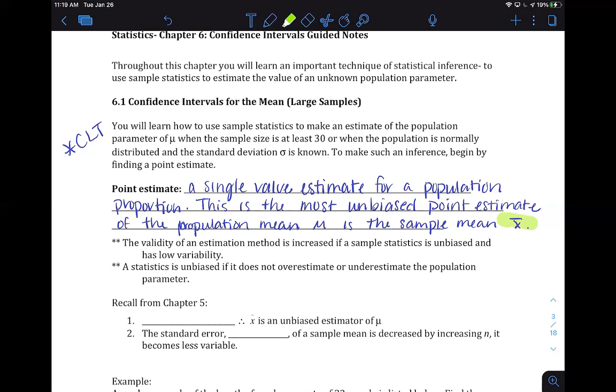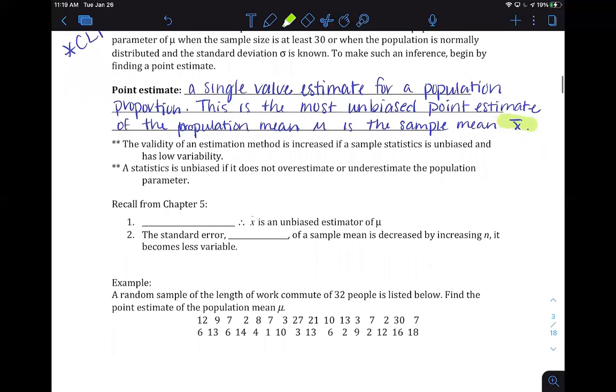So remember our mean of our sample means, mu of X bar, equals what? Mu. So therefore, X bar is an unbiased estimator of the mean.